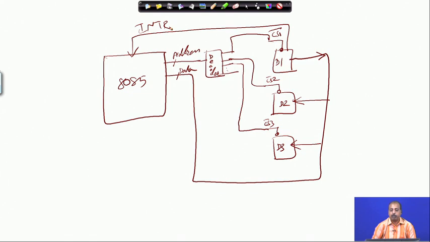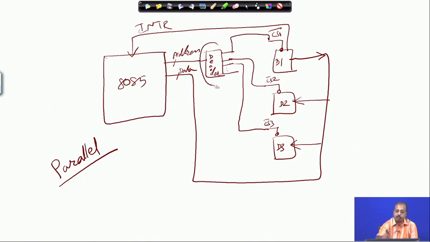This type of communication that we are talking about is basically parallel communication, because we are sending 8 bits of data simultaneously between the processor and the device. But the challenge that we have in interfacing this device is, first of all, we have to have this decoder, plus we have to have these 8 lines running. So, many lines need to run through the chip.